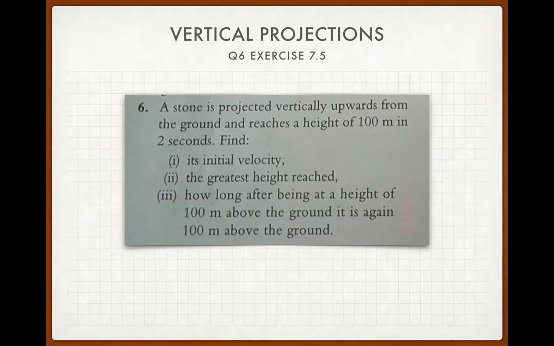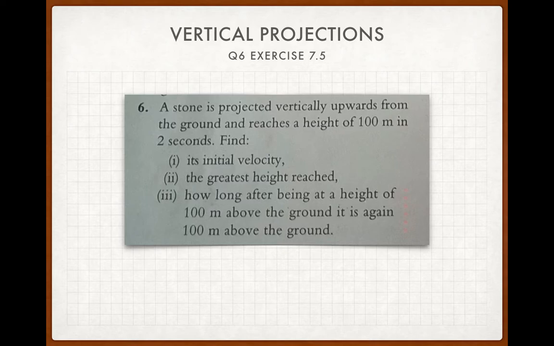All right, question 6 from 7.5. A stone is projected vertically upwards. It's got a particular speed. We don't know it. It reaches a height of 100 meters in 2 seconds. Find its initial velocity. Second, the greatest height reached. And then we have a time thing going on.